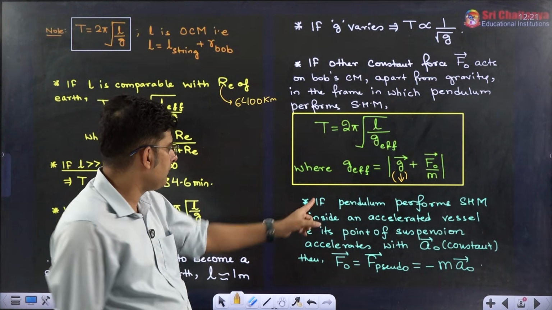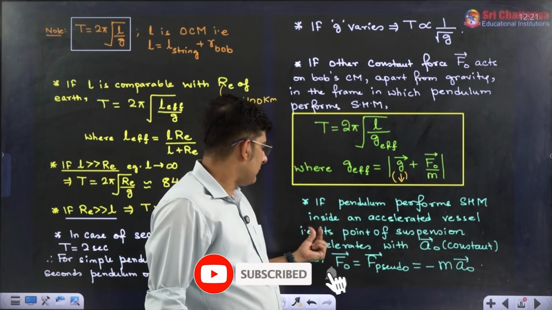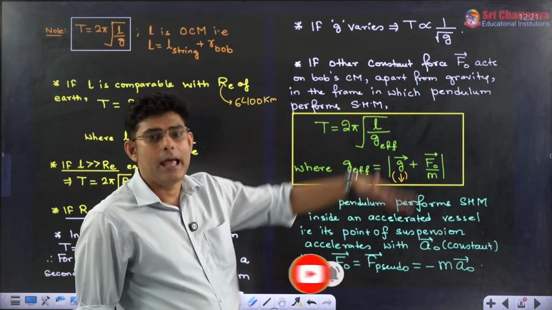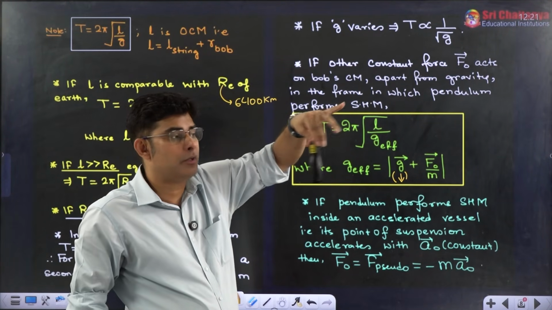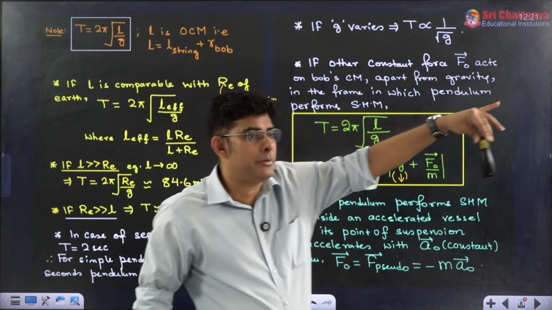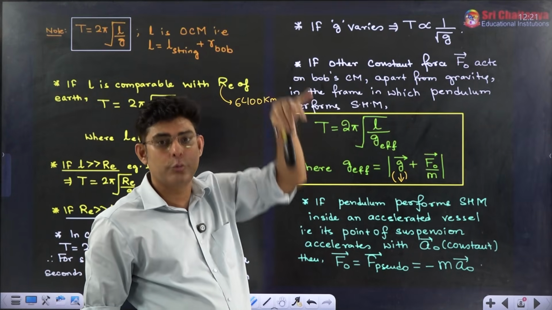Simplest way of solving: suppose the pendulum is performing SHM inside an accelerated vessel, that is, its point of suspension is also accelerating with a naught. So suppose the vessel is moving right, then the point of suspension of the pendulum is also moving right. If the vessel is moving up and down, the point of suspension is also moving up and down.